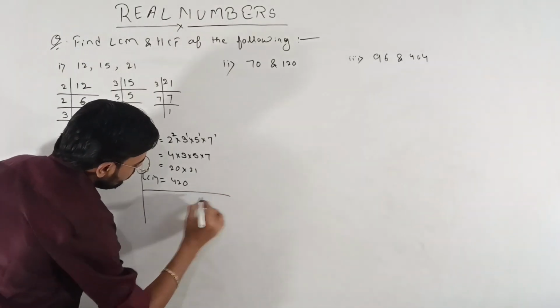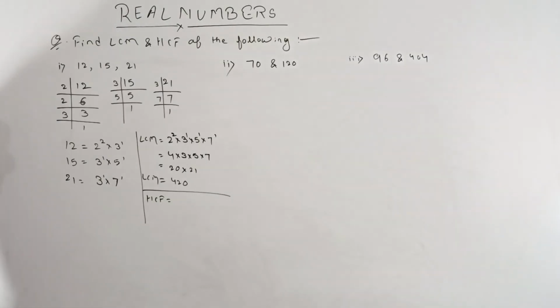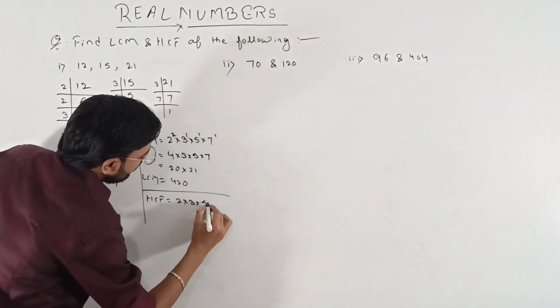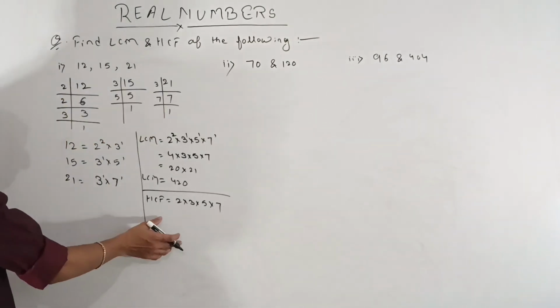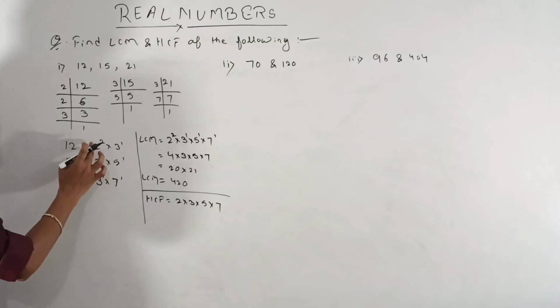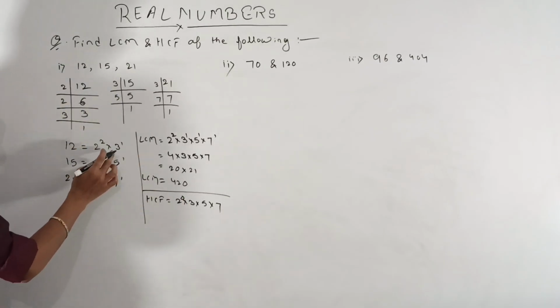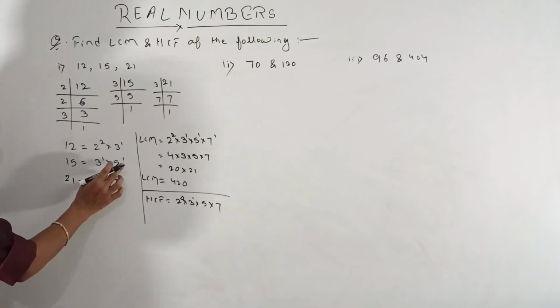And now HCF. For HCF, what do we do? For HCF we take the smallest power. First I write all these: 2, 3, 5 and 7. Now we take the smallest power of all these. Smallest power of 2 is 0. For 3, smallest is 1. For 5, smallest is 0.